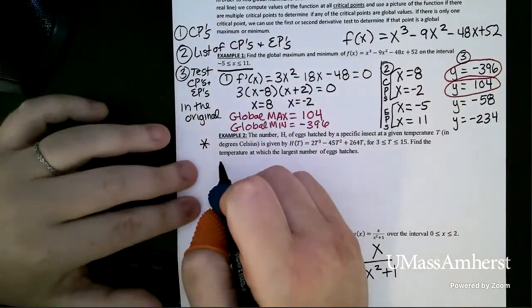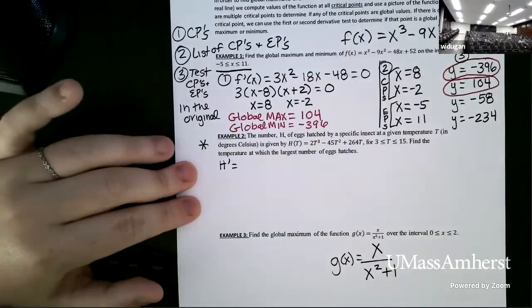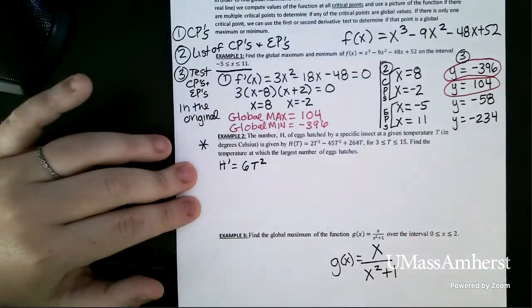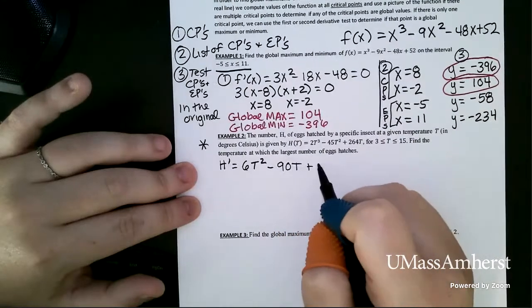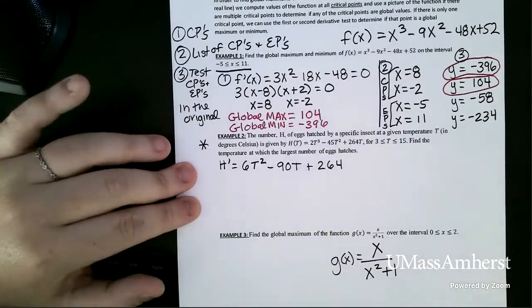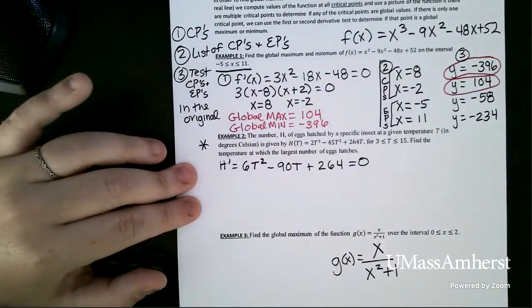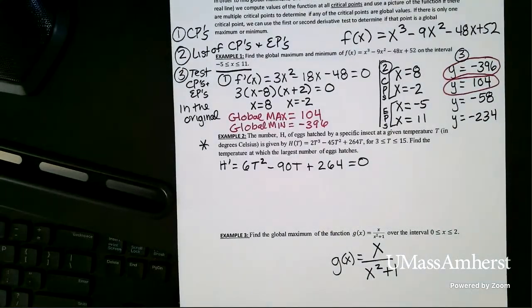So again, we start by finding critical points. When we take the derivative of our function, we're going to get 6t squared minus 90t plus 264, and we want to know, when does that equal 0? Again, you can factor this, or you can do a quadratic equation. It's really up to you.